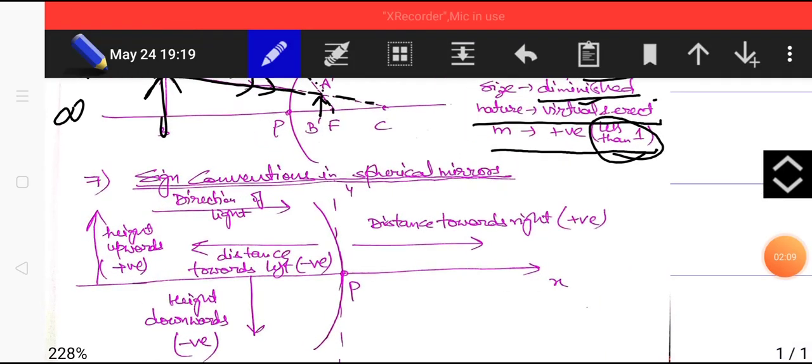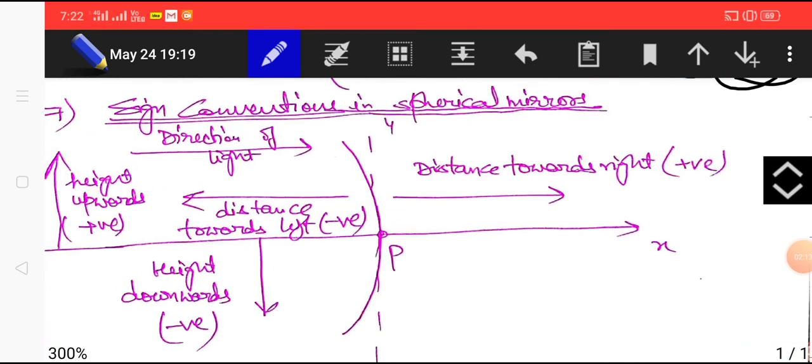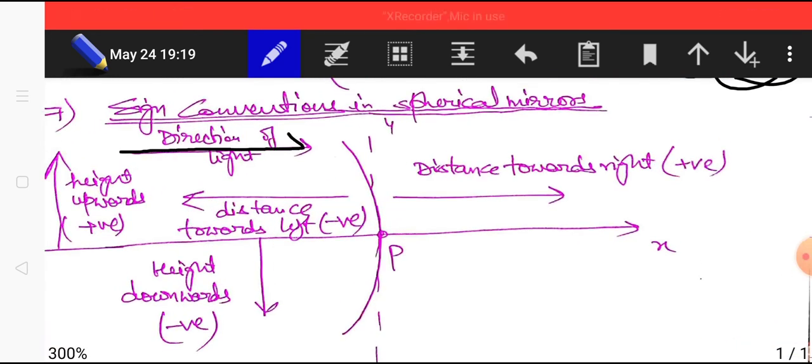So next is sign conventions. As I told you, the first thing is that light will always travel from left to right. We will always make mirrors like their shining surface is on the left hand side and their polished surface is on the right hand side, and all the distances are to be measured from the pole.